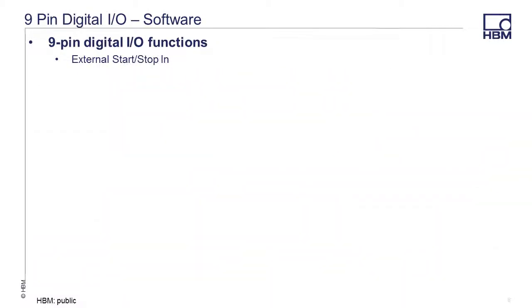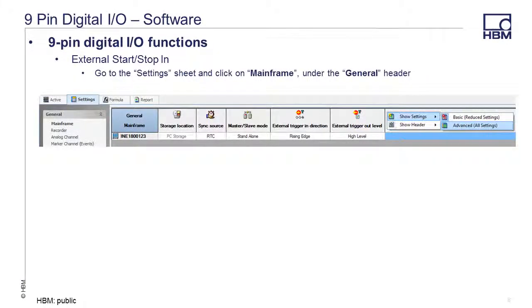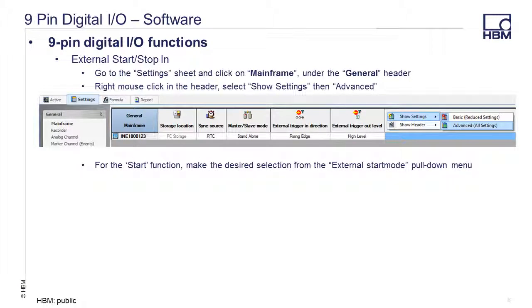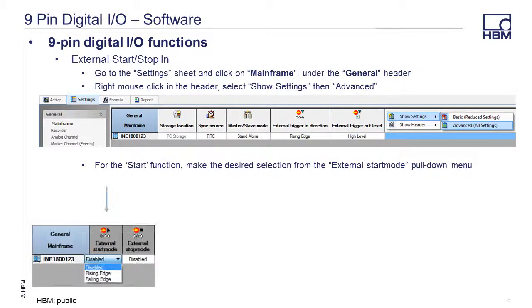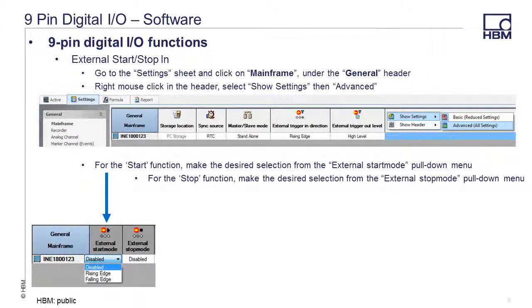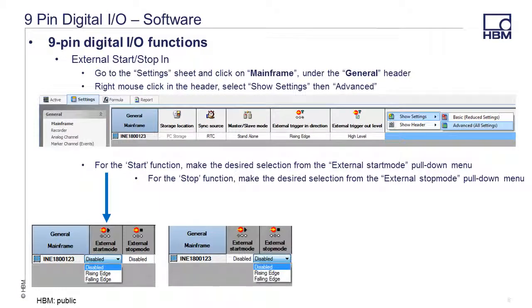To set up the external start and stop in functions, go to the settings sheet and click on Mainframe under the General header. Right mouse click in the header and select Show Settings, then Advanced. Now for the start function, make the desired selection from the external Start Mode pull-down menu. For the stop function, make the desired selection from the external Stop Mode pull-down menu.